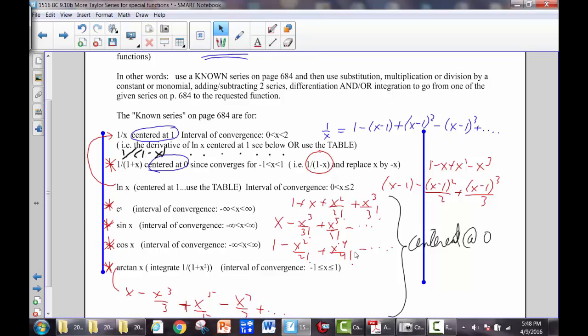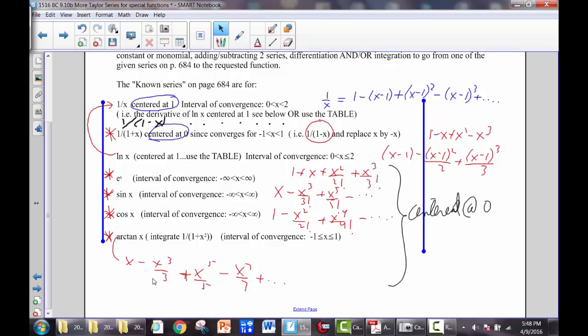So e to the x, this is all centered at 0 here, is this power series right here. Sine x is the odd function, cosine x is the even function. Notice e to the x is all positive terms. Notice that both sine and cos are alternating. Both start with a positive. Sine's an odd function, so it starts with x to the 1 over 1 factorial, x to the 3 over 3 factorial. Cosine's even, so it starts with x to the 0, which is 1. Next one's x squared. Next one's x to the 4th.